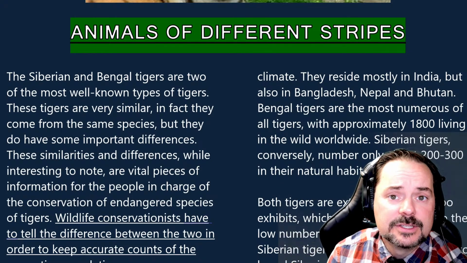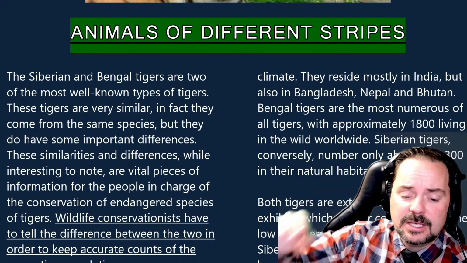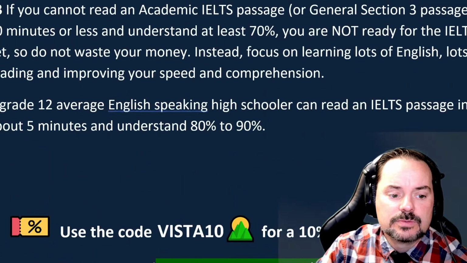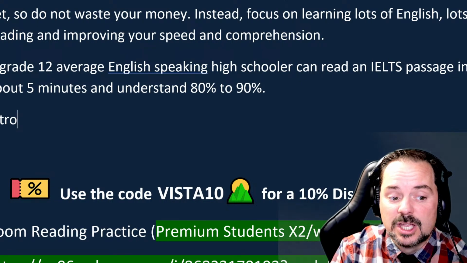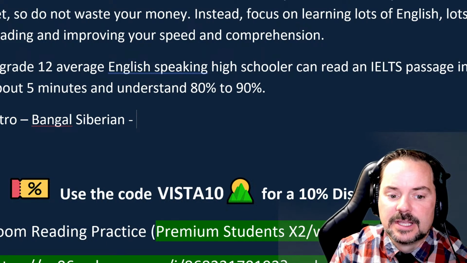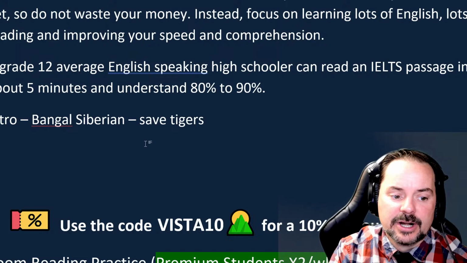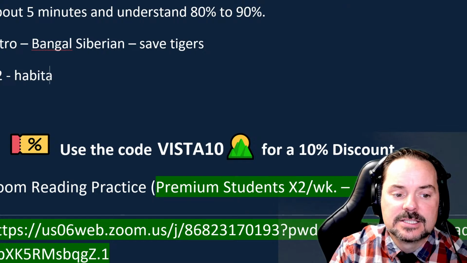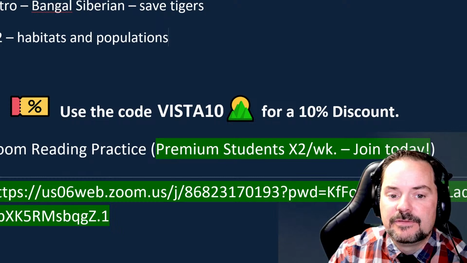So habitat and population. Perfect. If you're in the IELTS exam, for sure, you can write that down on the note paper. You can write P1 like this. A lot of students told me it's very helpful when they do this. They go P1, which means paragraph 1, or sometimes it's better just to write intro, and then Bengal, Siberian, and then something like save tigers. Then they go body 1 or paragraph 2, and just write down habitats and populations. And then basically when they finish, it's very quick, right?